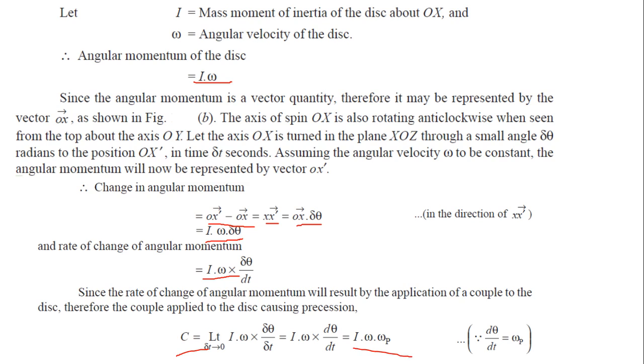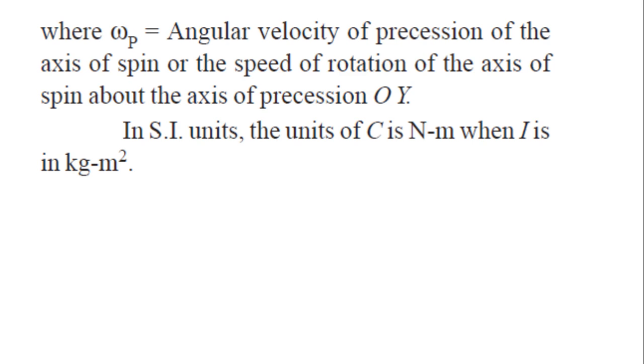So the gyroscopic couple formula will be I omega into omega p, where omega p is the precession velocity, that is d theta by dt, and I is nothing but the mass moment of inertia, and omega is the angular velocity. Like this you need to consider the gyroscopic couple, and the gyroscopic couple C will be in Newton meter units, and moment of inertia is in kg meter square.